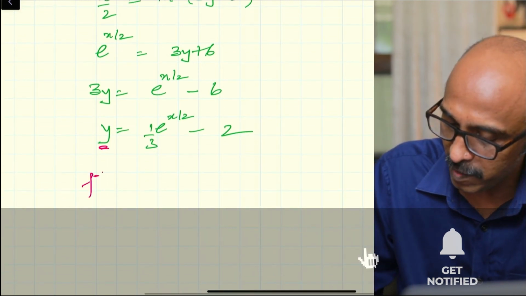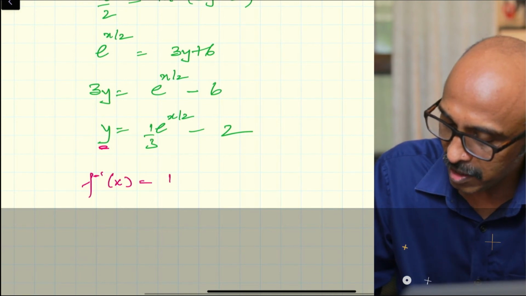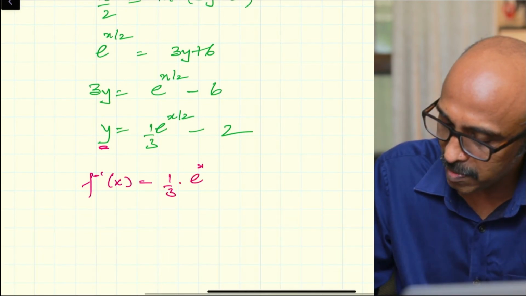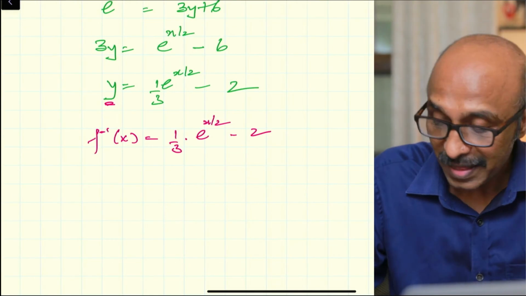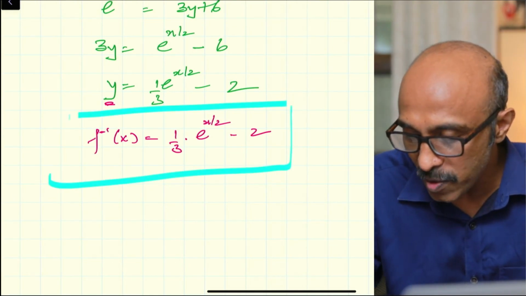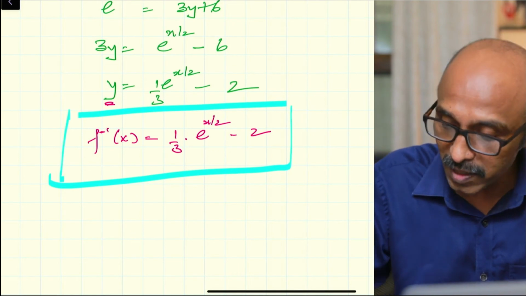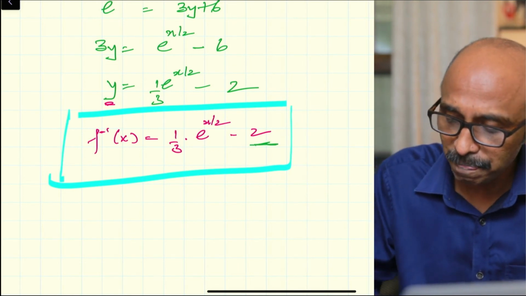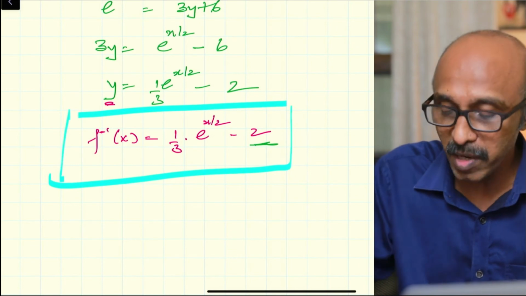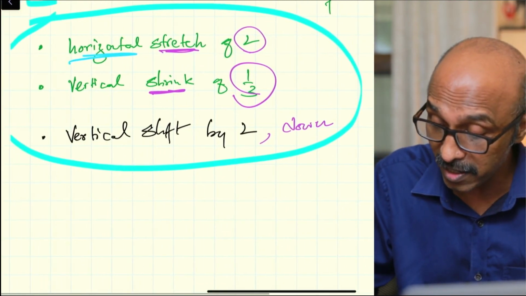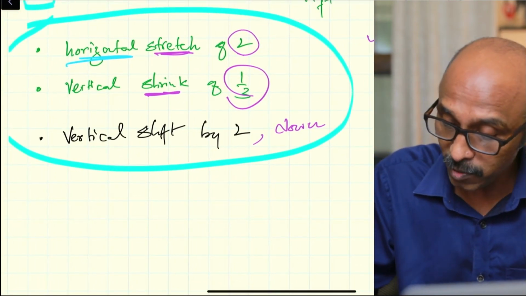So we write f inverse x is going to be a third e to the power of x by 2 minus 2. This is our inverse function, but let's try and see what we predicted about the transformations, how far they are correct. When we look at the inverse function, we can see that there is a vertical shift down by 2 units. And as we had predicted here, can you see that? Vertical shift down by 2 units.